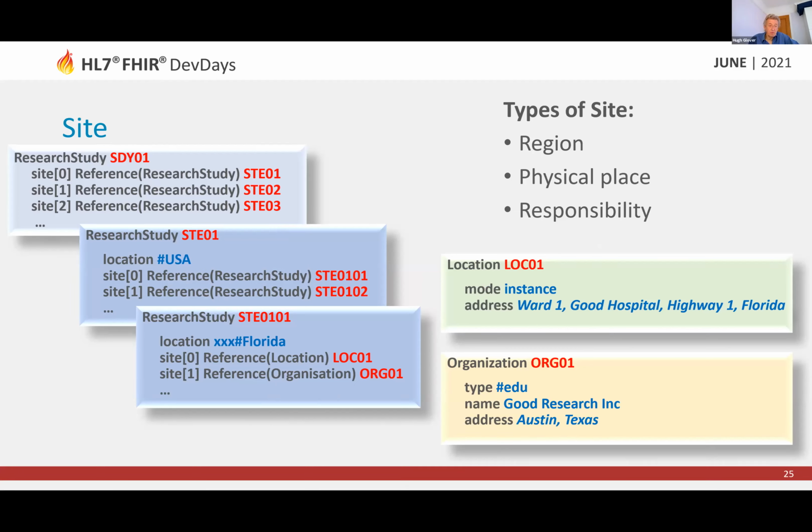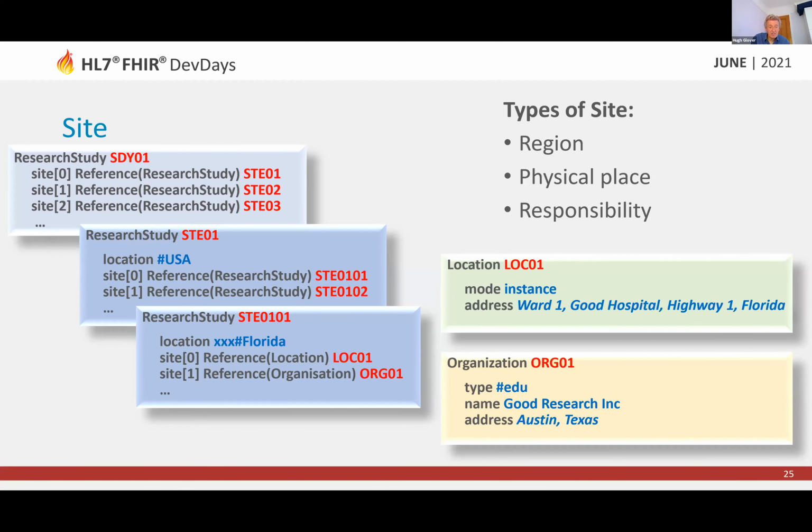Here's the site structure we were talking about. So our research study at its very top level has got 3 other research studies that go to make it up. We go down and look at the middle research study, STE01. We've got the location is set to being USA. And location is about the geographical region you're dealing with. It's not about the GPS coordinates or the address. It's how you're dividing the world up in order to do your study.